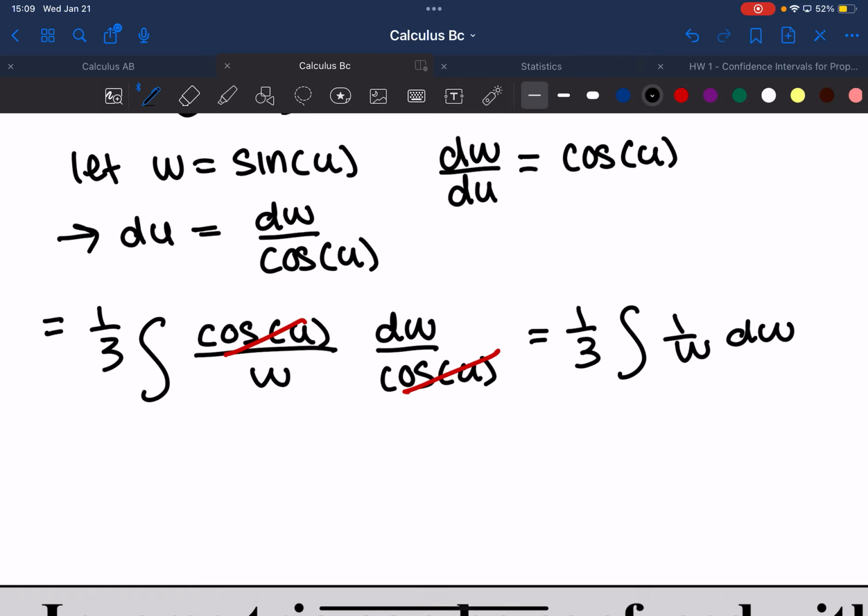Well, it's technically w, the limit of 1. I treat it like 1 over x. Yes, treat it like 1 over x, and we learned what that one was. What's the antiderivative of 1 over x? Natural log, absolute value of w. So we have 1/3 natural log absolute value of w plus c.